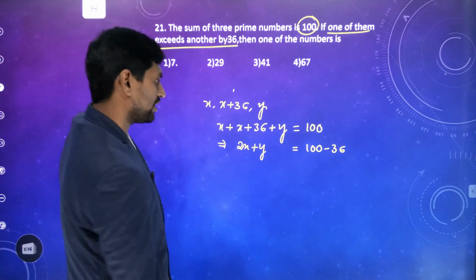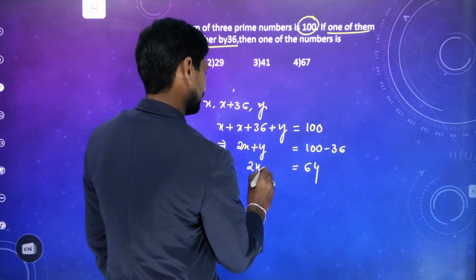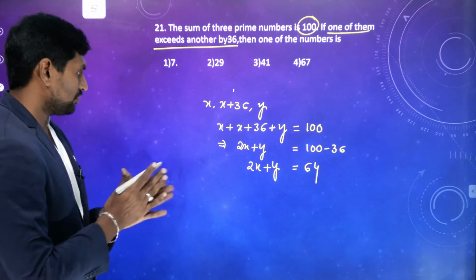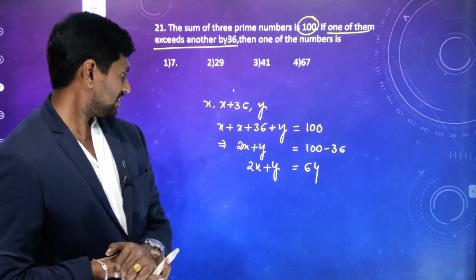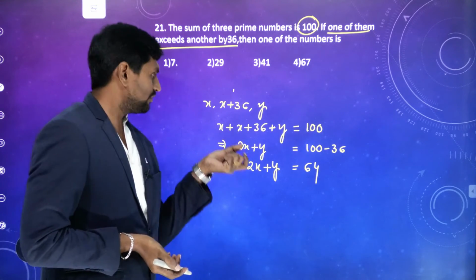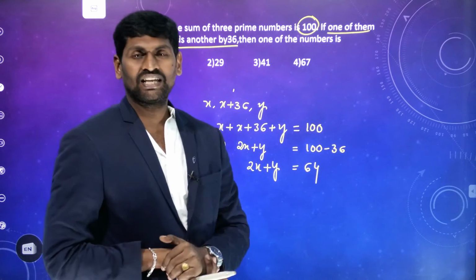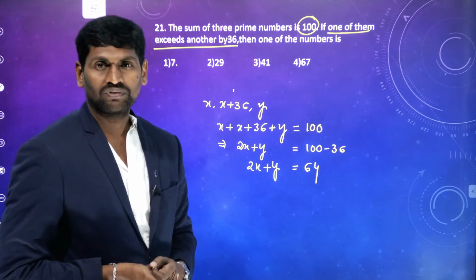What is the value of 100 minus 36? 64. Okay? Now, here you should use the basic concept, children, because if you take 3 prime numbers, their sum is an even number. 100 is nothing but an even number, right?